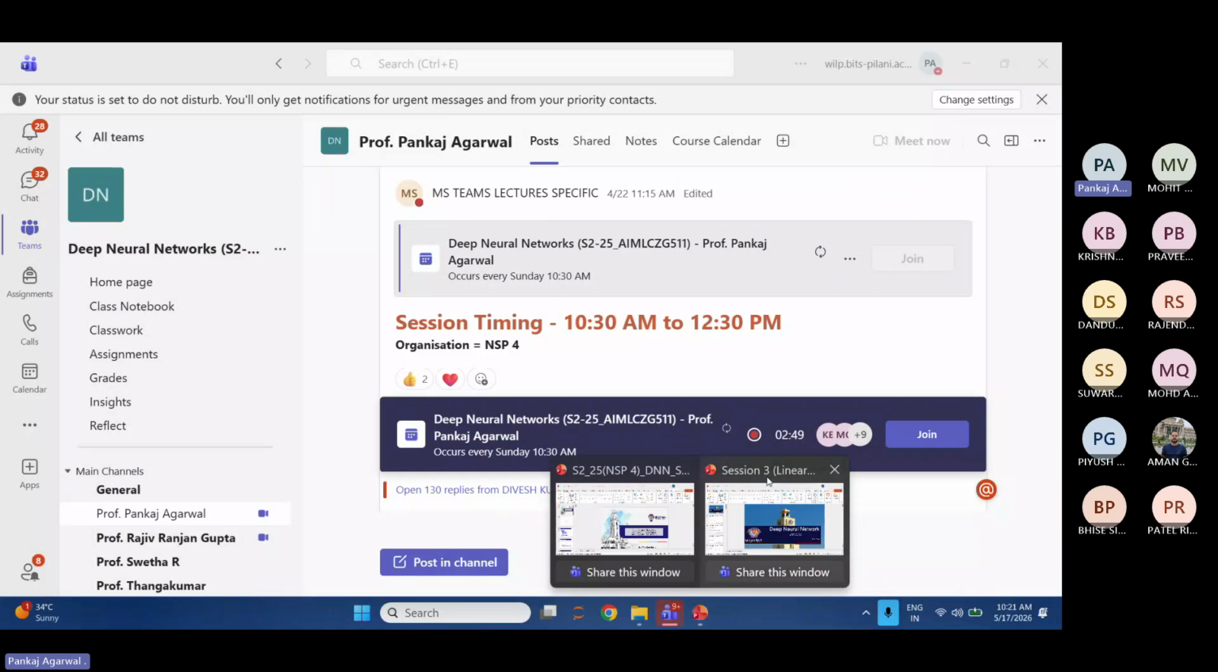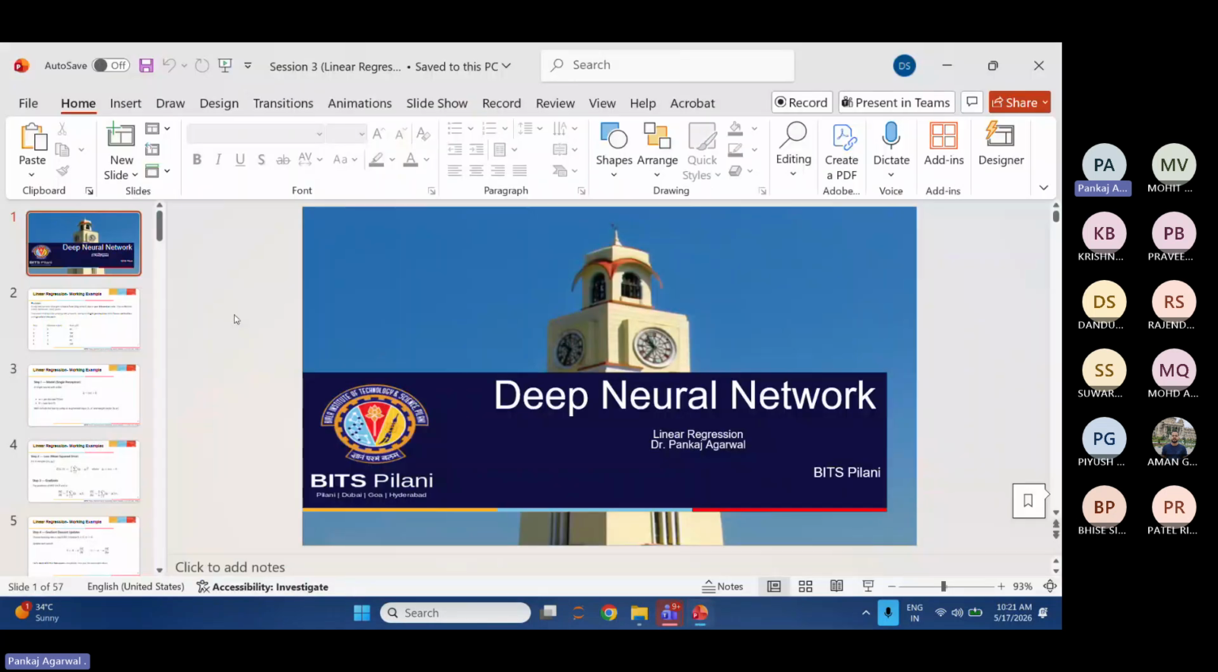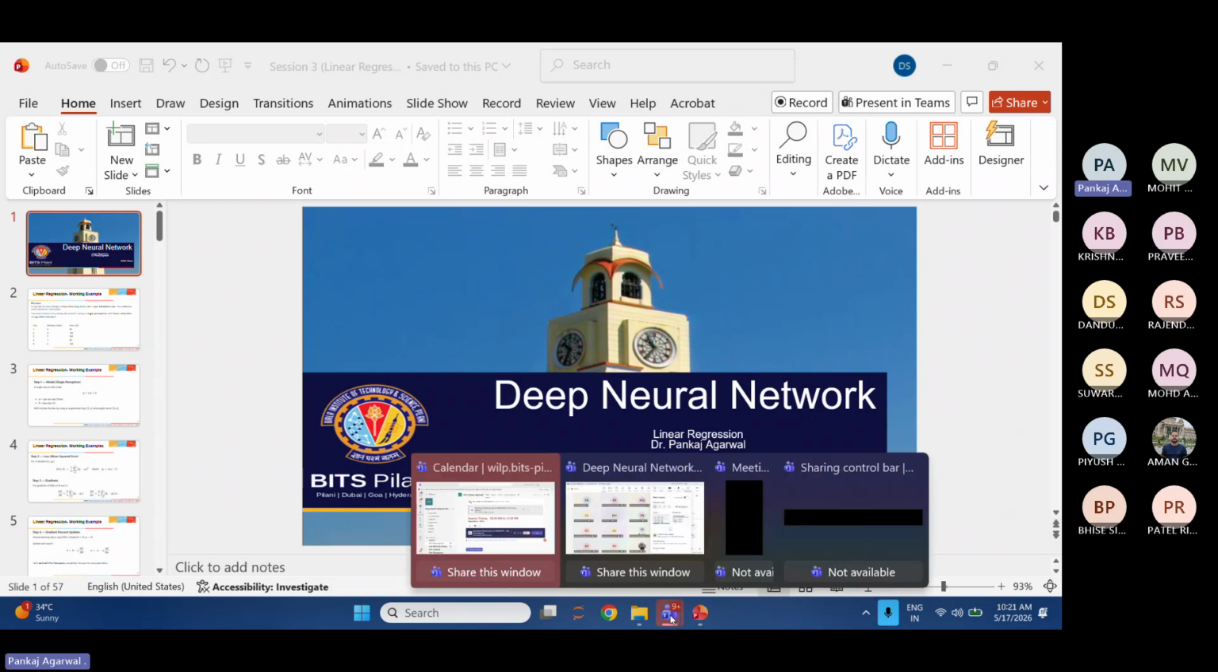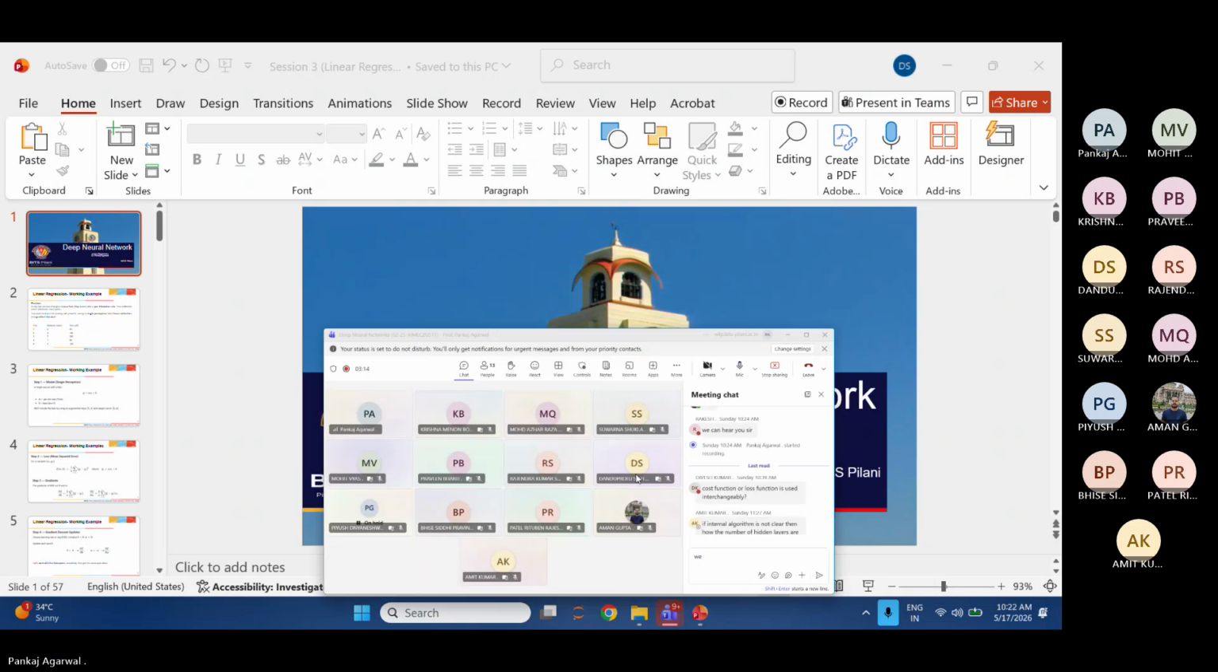We were supposed to actually start session 4, but we have something left in session 3. So we would cover that and then we'll move on to session 4. We'll wait for 10:30. Everyone is supposed to join.